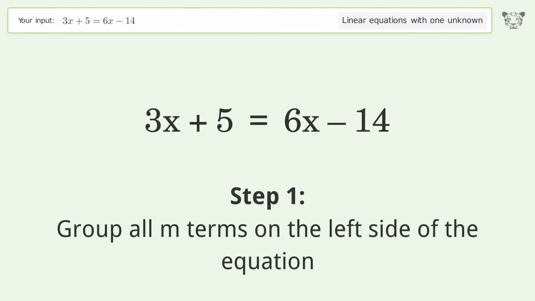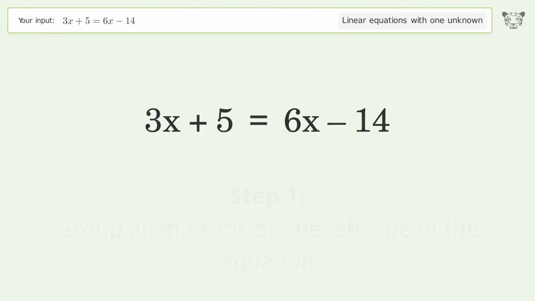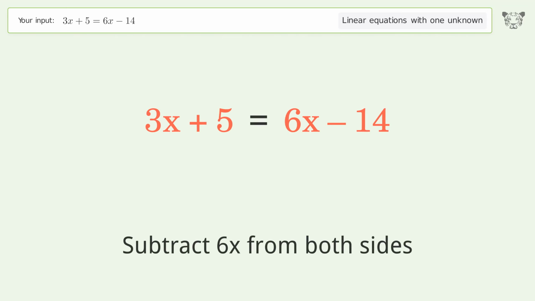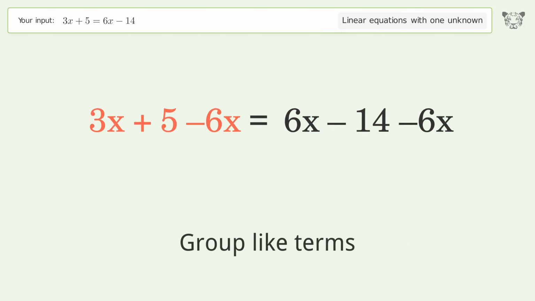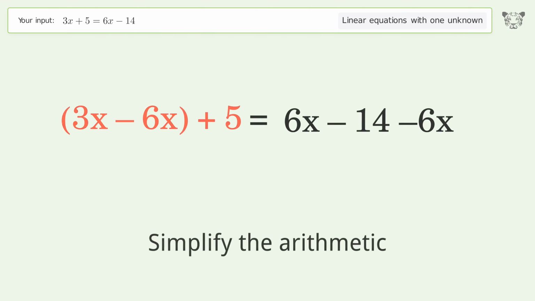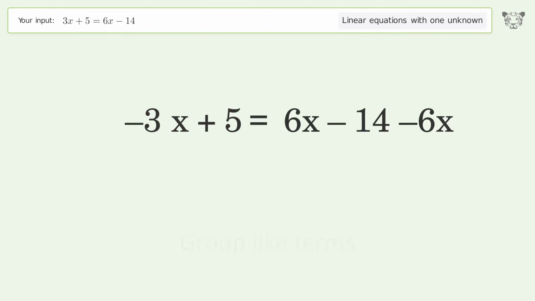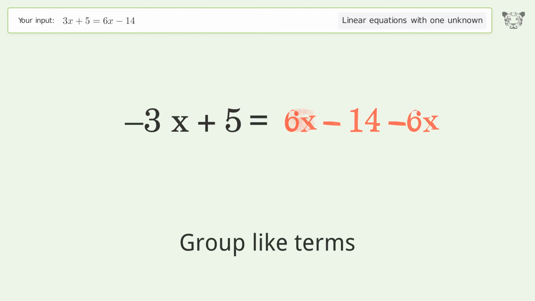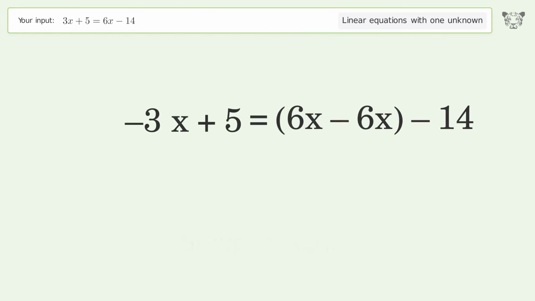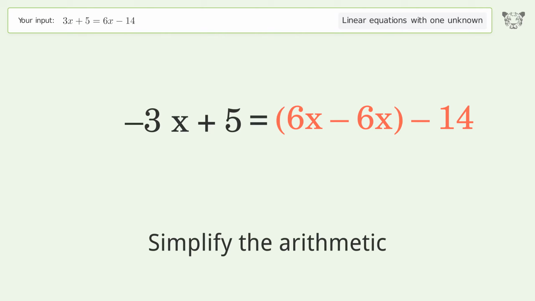Group all m terms on the left side of the equation. Subtract 6x from both sides. Group like terms. Simplify the arithmetic. Group like terms. Simplify the arithmetic.